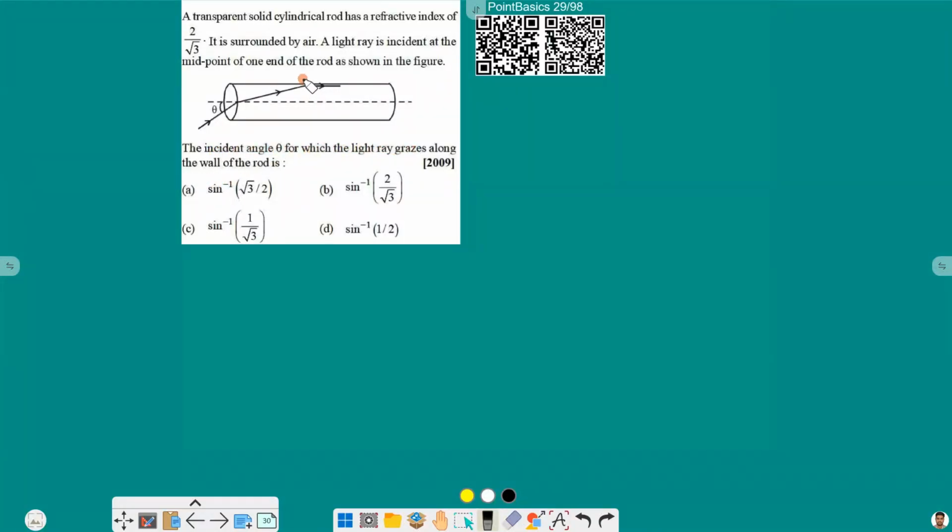So here the light is grazing across the wall of the rod, which means we have total internal reflection. For that we have sine of theta c equal to 1 by mu, that is the condition for TIR. So here sine theta c will be equal to 1 by mu, which is 2 by root 3, so that will become root 3 by 2, and theta c will be sine inverse root 3 by 2. That matches with option A. Now let's move to the next one.